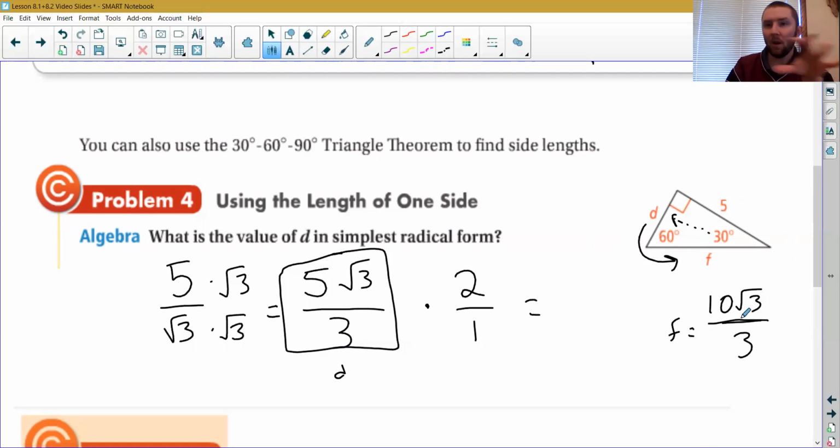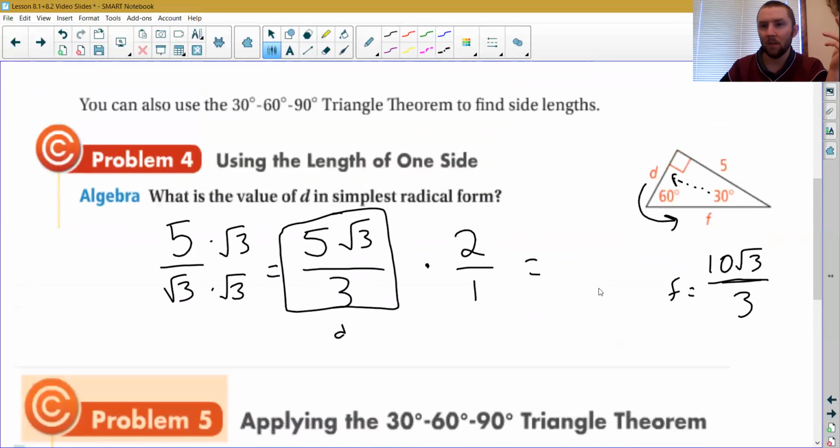So like I said, these are obviously the most complicated looking answers that we could get when we're asked to find the length of the sides of a 30, 60, 90 triangle, okay?